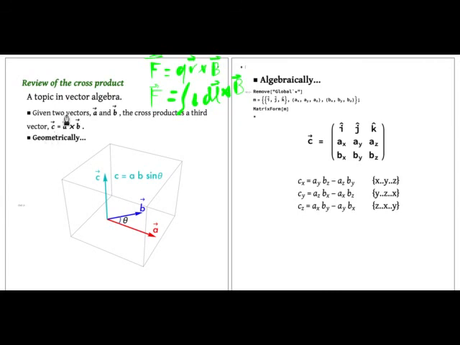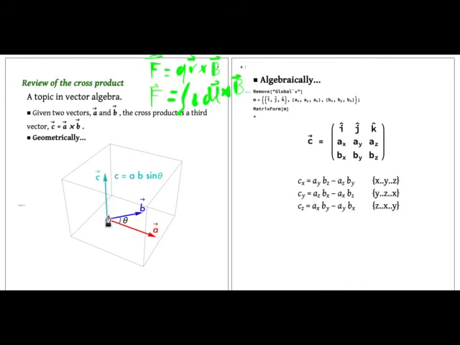Geometrically, it's defined like this. If you have the vector A in some direction, some magnitude, you have the vector B in some direction, some magnitude, the angle theta between the two vectors, then C is perpendicular to the plane spanned by the two vectors. So if you have two vectors that cross, that defines a plane. And C is perpendicular to that plane.